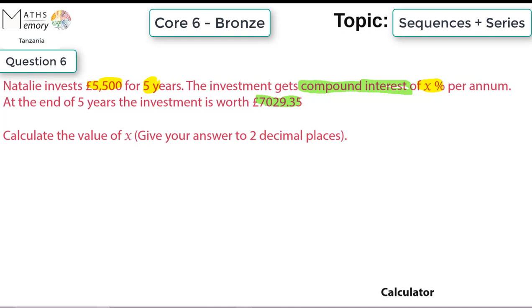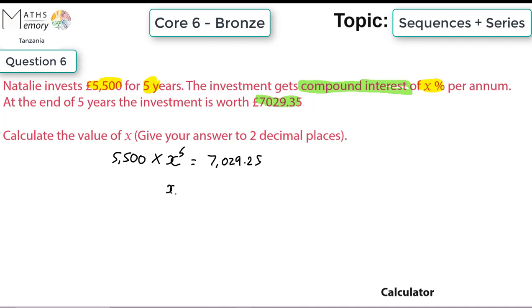£7,029.35. So how can we do this? Let's create our setup. Always do the setup first. It'll always really help you. So this times, now we haven't got a multiplying factor here, so let's just call it x. And x to the power of 5, because there are 5 years, and we end up with this amount over here, 7029.35 to be exact. So we want to make x the subject.